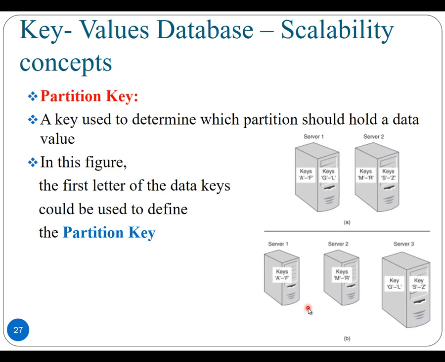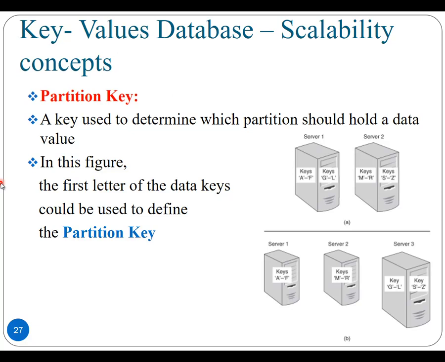Partition key. Partition key is a key used to determine which of the partitions our data is on. Okay, for example, here we have two partitions. This is one partition, server 1 and server 2, and this is another partition, server 1, 2, and 3.